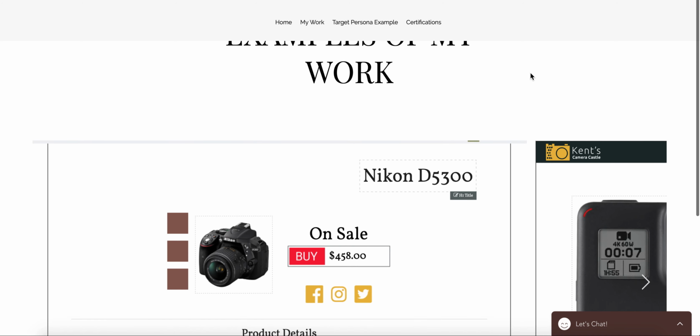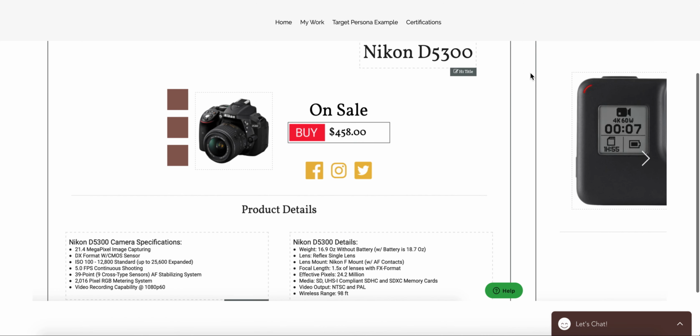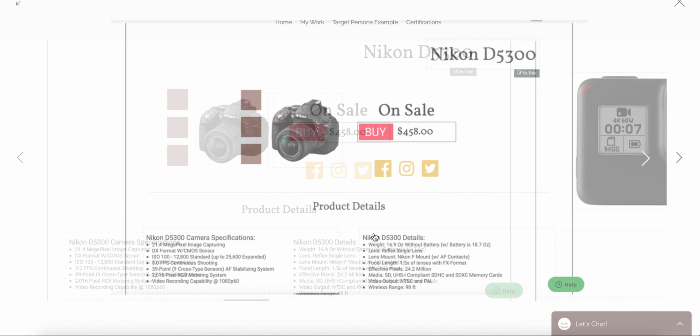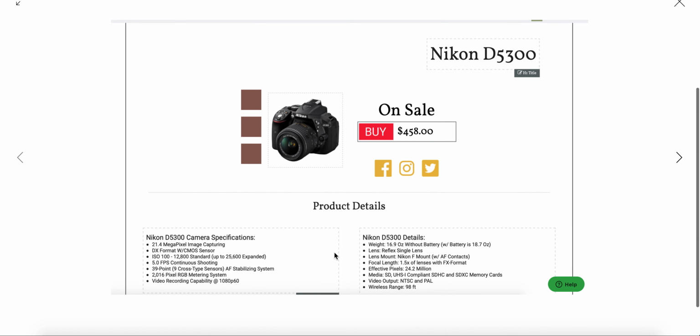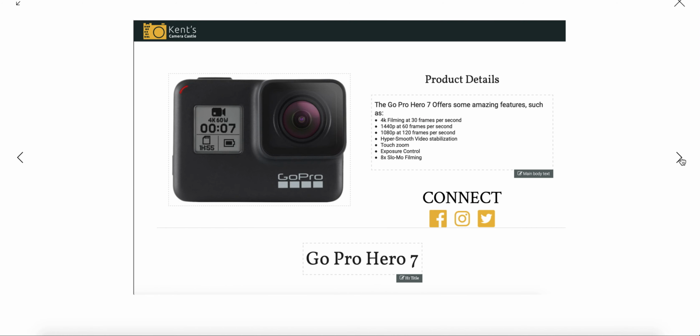The next page is my examples of my work. I chose a couple different things from the Stukent Mimic Pro simulation. This is a Nikon one that I did. You click on these, it shows up as a full picture, and you can do a slideshow right here, or slider, I think it's called. Anyway, here's my GoPro product description.